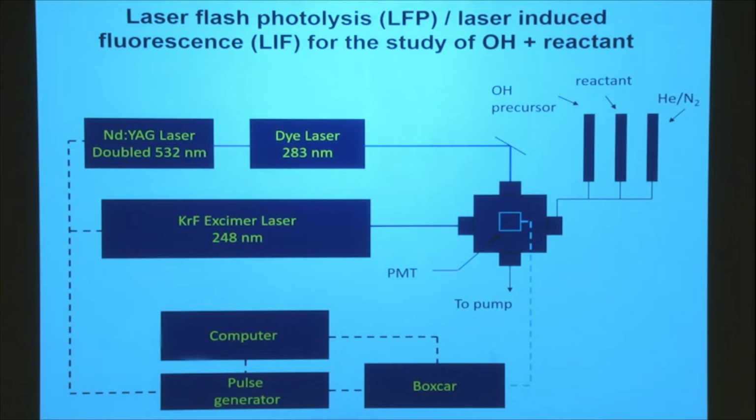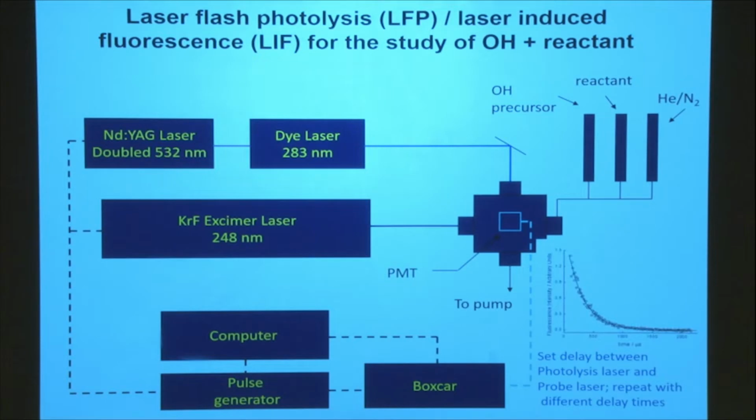Okay, and so we're using a dye laser to give us our fluorescence signal, and then monitoring that signal as a function of time by varying the delay between our photolysis pulse and our fluorescence signal. So we set the delay time between the photolysis laser and the probe laser, and then we repeat the experiment with various different delay times.